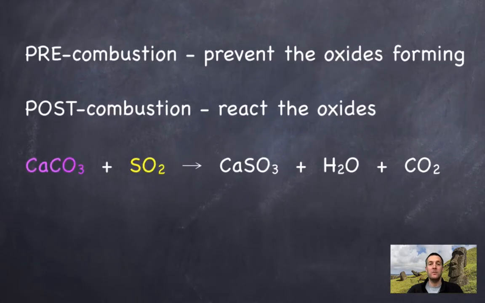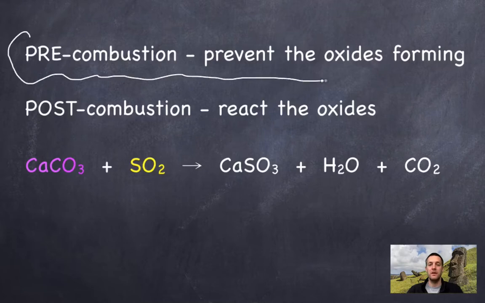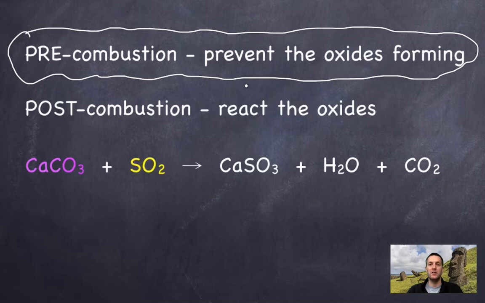We could do it by using something called a pre-combustion treatment. And as this suggests, this happens before we've burned the thing we're burning. So before we burn the fuel, we might remove sulfur from it. If there's no sulfur in it, then we can't make any sulfur oxides and we're going to prevent them getting into the atmosphere. We've got to do that before we burn the fuel. So you might have seen some low sulfur fuels available in petrol stations.